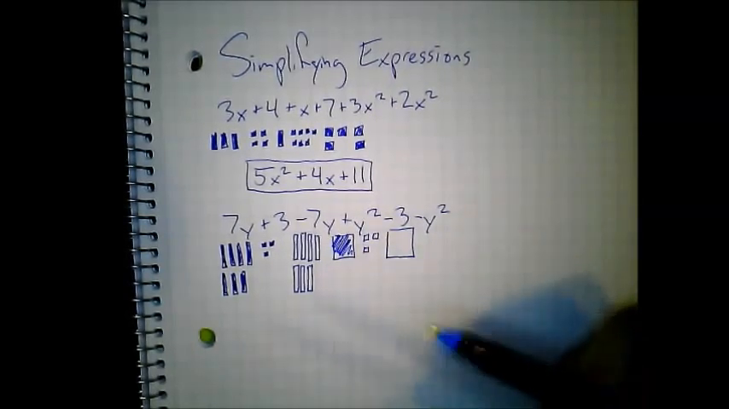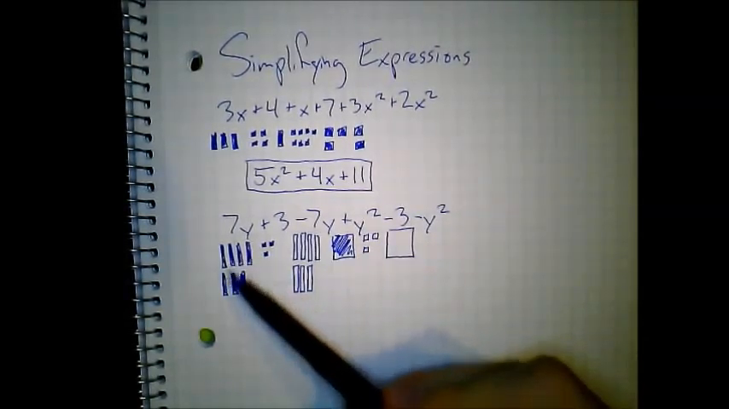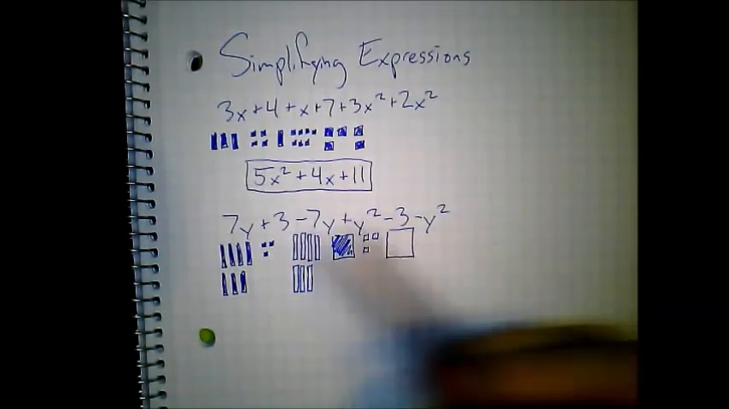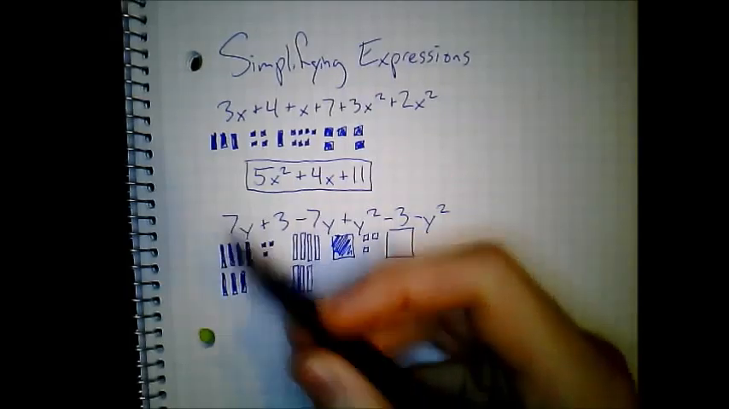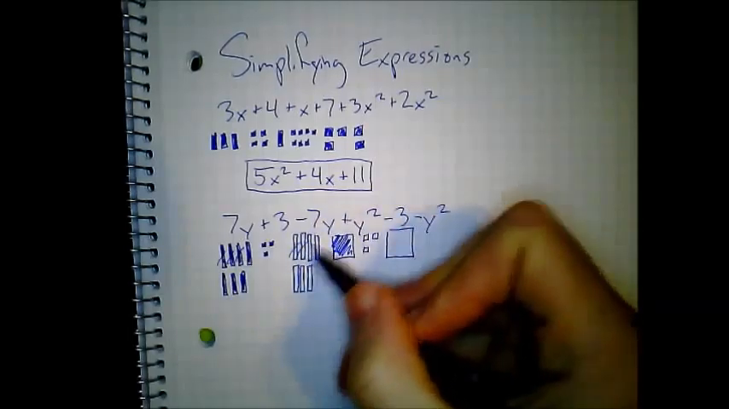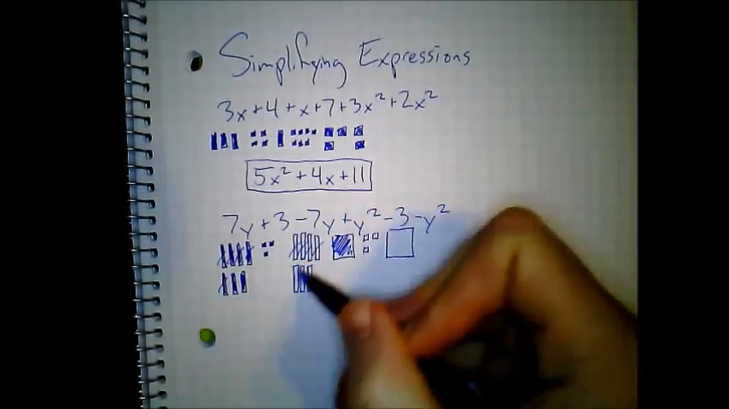So now we're going to look at what cancels out. We know what makes zero pairs. We know one of these positive y's is going to cancel out with one of these negative y's. So we have positive 7, so all 7 of these are going to cancel out with all 7 of our negatives. We just go one at a time and cancel them out.